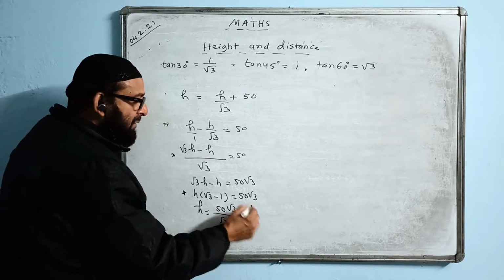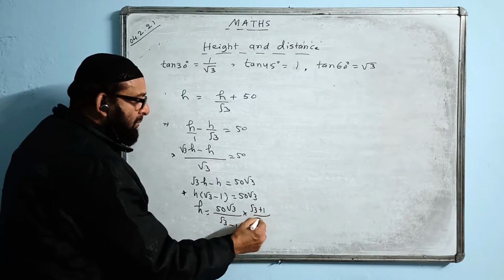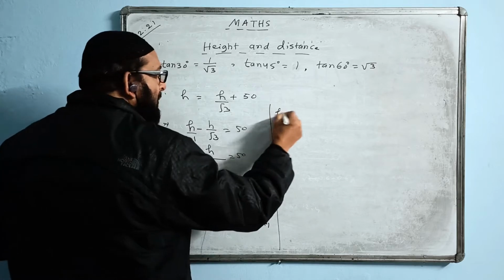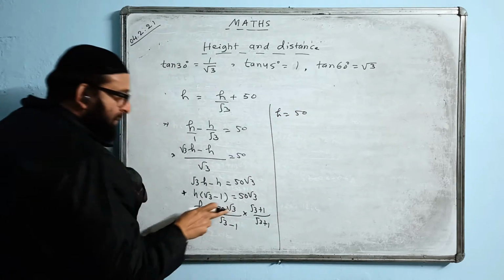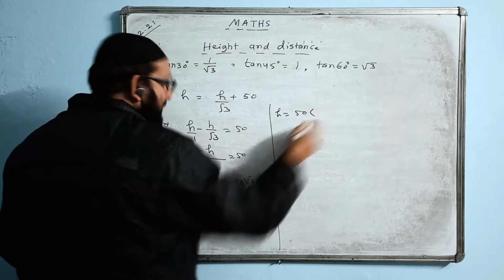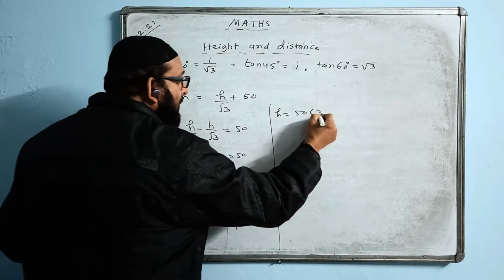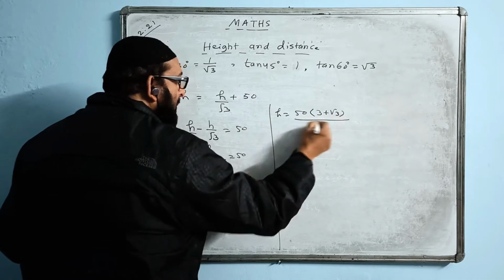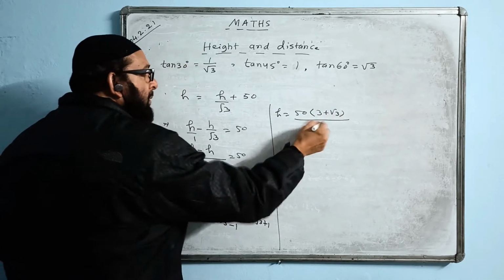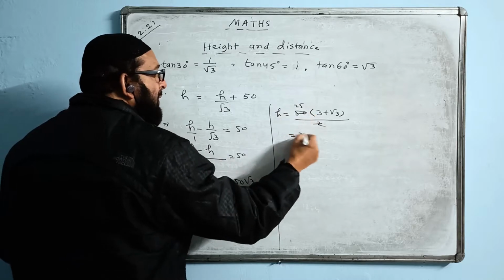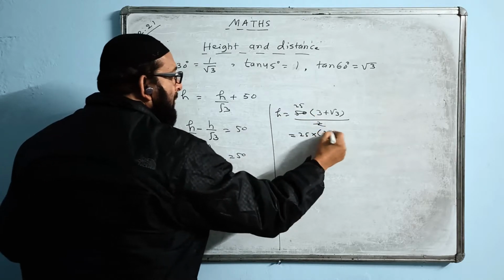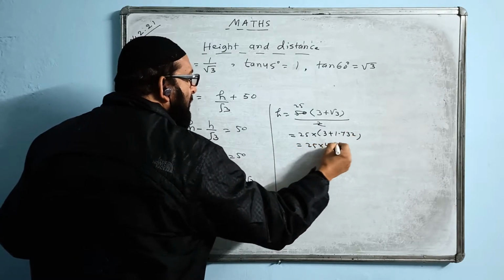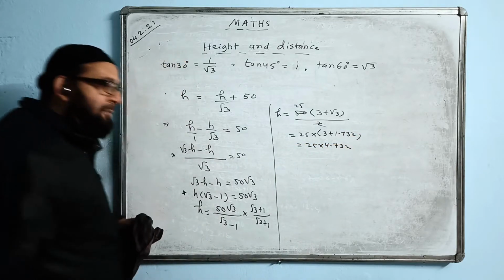Then what should we do now? Rationalize. Root 3 plus 1, root 3 plus 1. What is the answer coming? This will come 50. This root 3 I will multiply here within bracket. Root 3 becomes 3, root 3 into 1 is root 3, by 2. This will cut to 25. If you write 25, 3 plus root 3, 1.732, 25 into 4.732. Now multiply for the last answer.